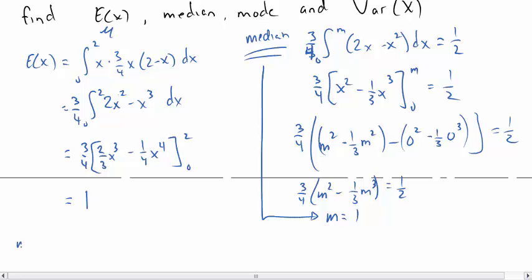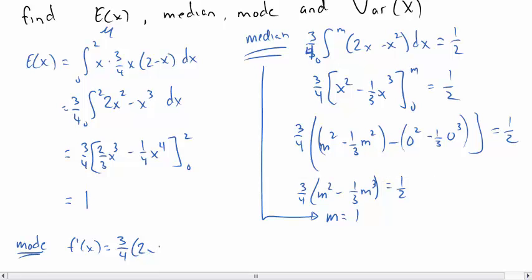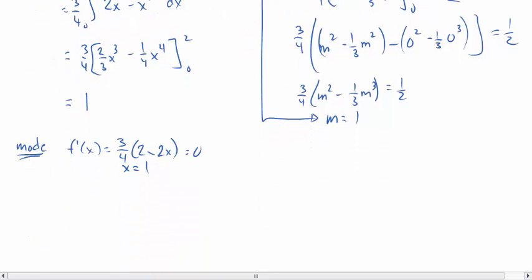Okay, how about the mode? The mode is where f of x is a maximum. Okay, well, how do we find that? Derivative, that's right. So f prime of x is equal to 3/4 times 2 minus 2x, and this equals 0 when x is equal to 1. So the mean, median, and mode are all 1. Wow, cool. We'll come back to that in a second.